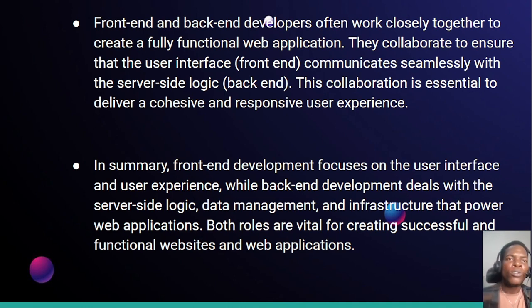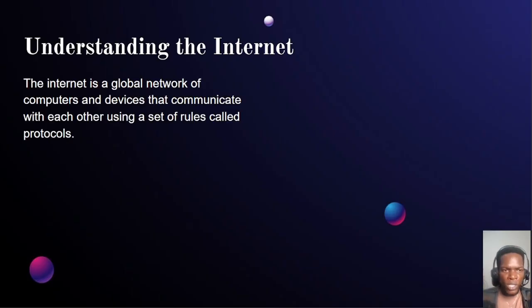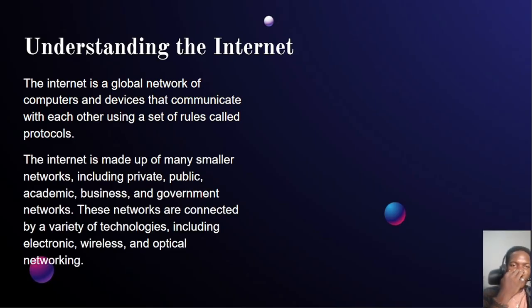Let's just talk about understanding the internet. So, understanding how the internet works. The internet is a global network of computers and devices that communicate with each other using a set of rules called protocols. The internet is made up of many smaller networks, including private, public, academic, business, and government networks. These networks are connected by a variety of technologies using electronic, wireless, and optical networking.